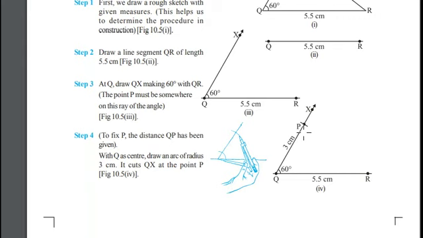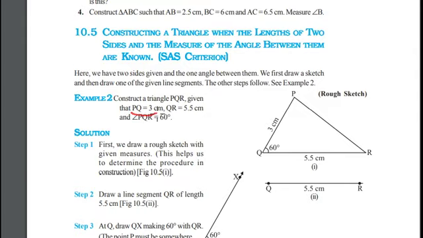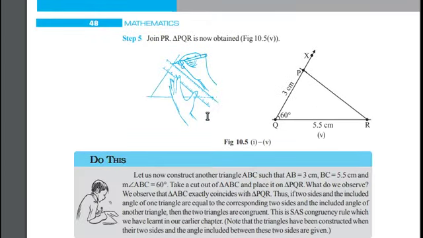Then take a compass with the radius 3 cm. Draw an arc on this line segment QX. So this is the point P. The length of PQ is 3 cm. Here you can see the length of PQ is 3 cm. Finally, we just need to join the line segment PR. We are just joining these 2 points to get this line segment PR. You can measure the length of PR making use of divider or scale.